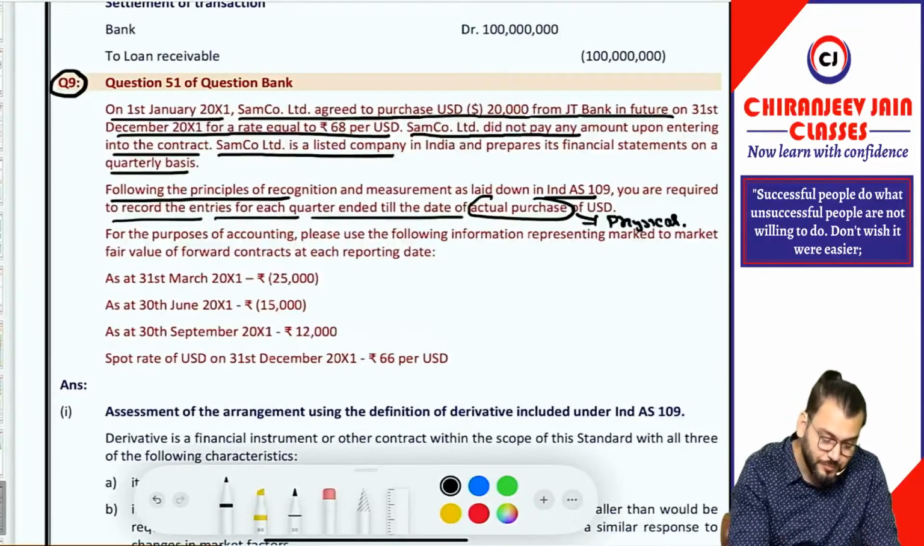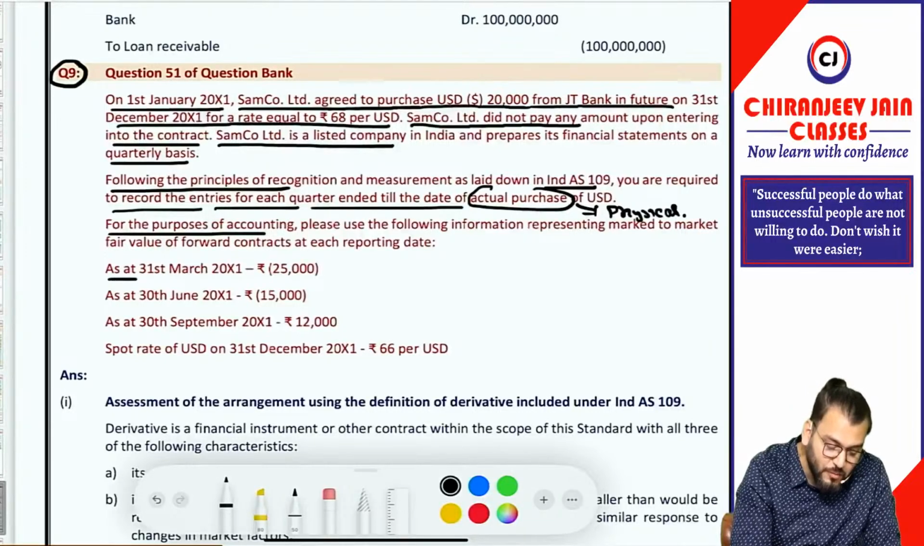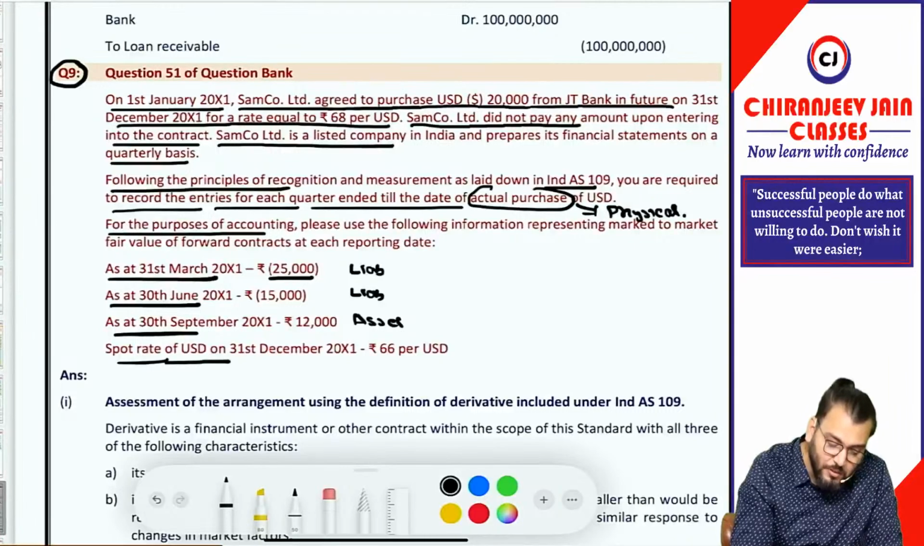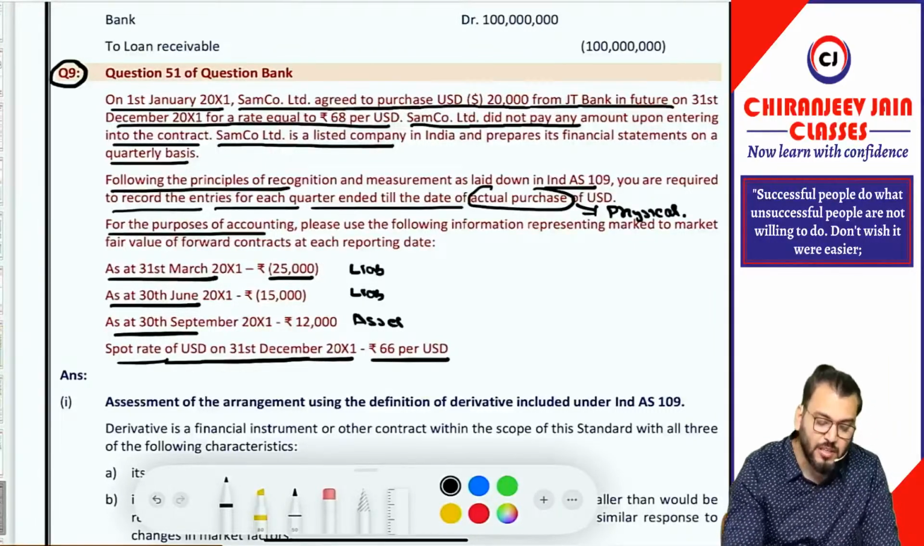Correct? Yes sir. For the purpose of accounting, please use the following information representing the mark to market fair value of the forward contract. So they have given the fair value of the forward contract at the end of each year. Whenever they give a negative fair value, it means there is an obligation to pay. So it becomes a liability. Then positive means it becomes an asset. Correct. Spot rate on 31st December 2001 is 66 per US dollar.